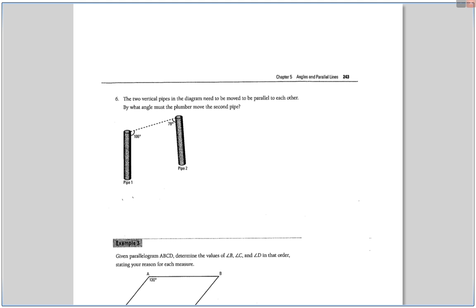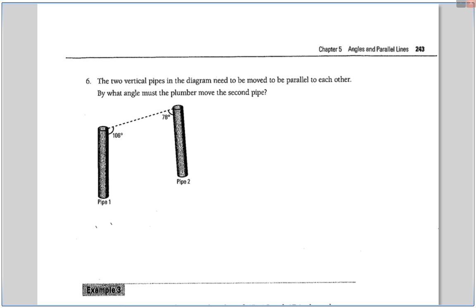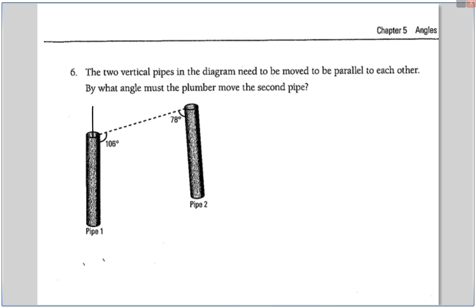Okay, here's question 6. It says that the two vertical pipes in the diagram need to be moved to be parallel to each other. By what angle must the plumber move the second pipe? Alright, so if they were to be parallel, you would have this going on. This is your transversal here of this parallel line L1 and L2. So just draw these lines in, it makes it easier.